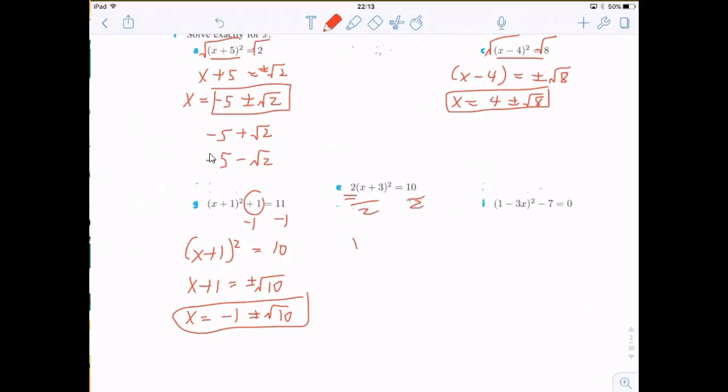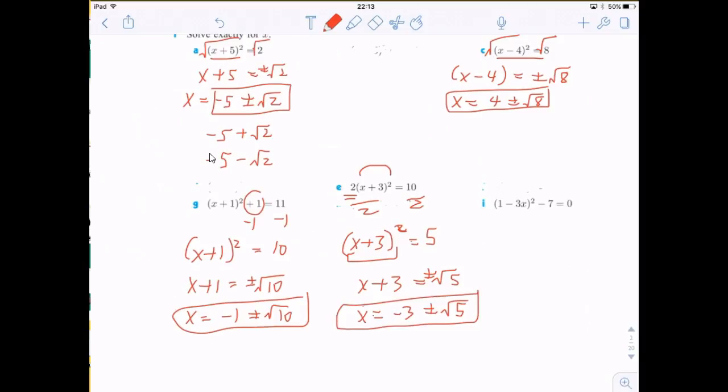Then I get x plus 3 squared equals 5. You can see that my objective here is to get a square here all by itself, like I do here. Once I do that, I'm home free. Take the square root of both sides. I get x plus 3 equals square root of 5. And then I have, plus or minus square root of 5, sorry. No matter how experienced you are at algebra, it's always possible to make these careless mistakes.